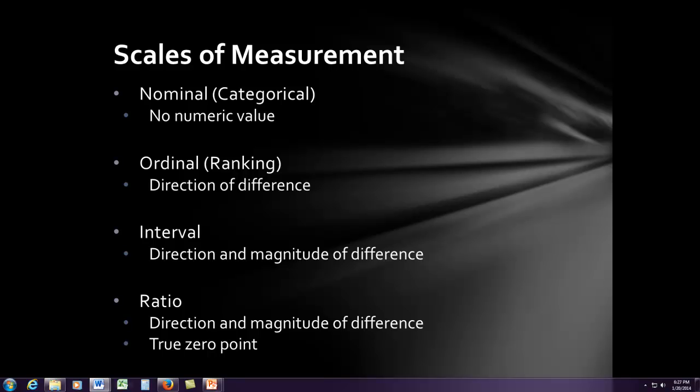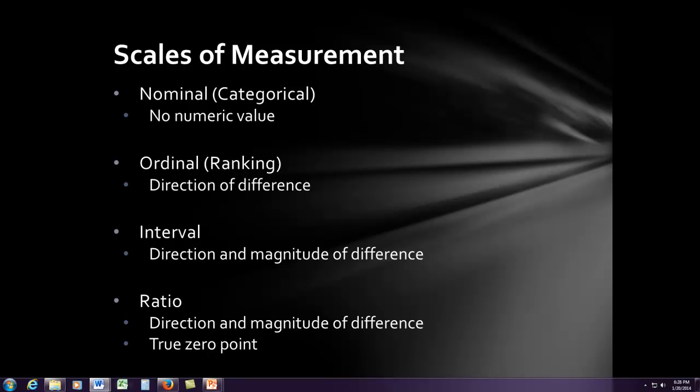Now the last one is a ratio scale of measurement. It's very similar to an interval scale of measurement in that it measures the direction and the size or magnitude of the differences between responses. But this time it has a ratio comparison. So it has an absolute 0 point, is another way to think about it. An absolute 0 point means a total absence of the variable being measured. So there's no negative values possible.